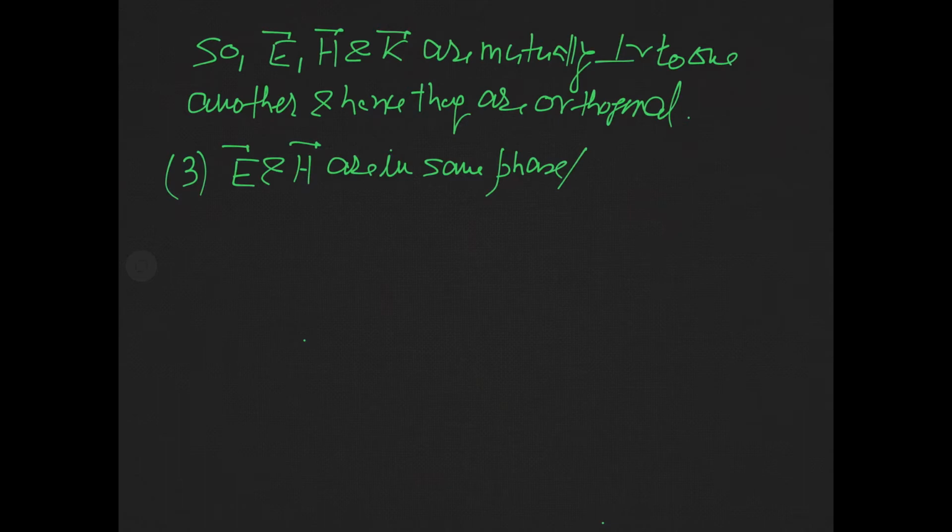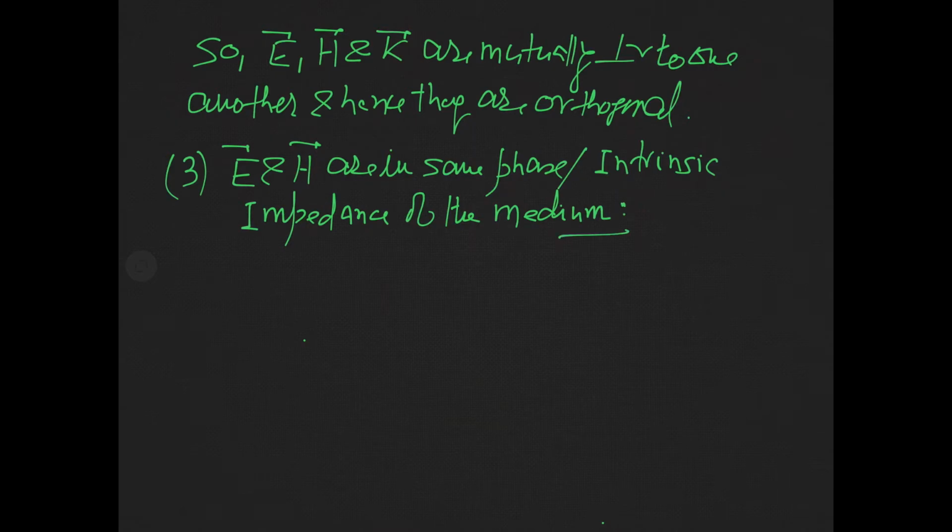In fact, to prove that in an isotropic dielectric medium, in an electromagnetic wave, the two vectors E and H are in same phase, we will calculate the intrinsic impedance of the medium. So in this heading, we are going to calculate the intrinsic impedance of the medium, or you can say space.